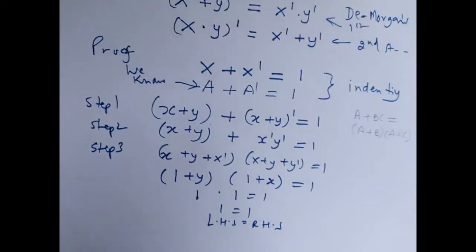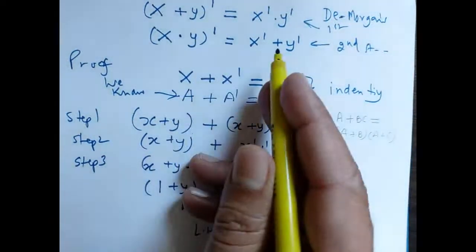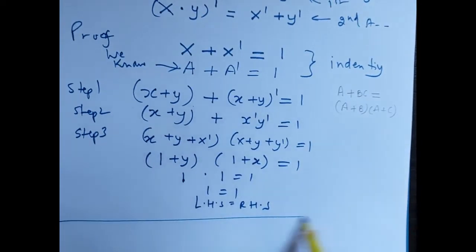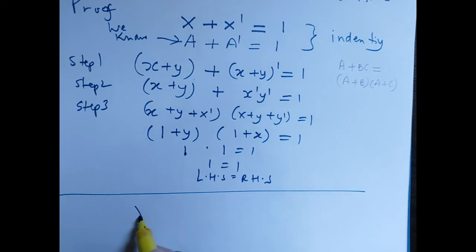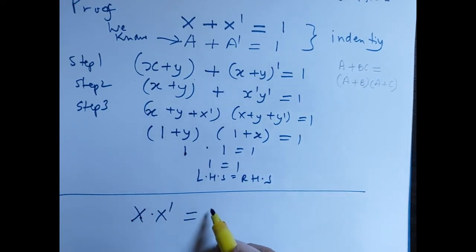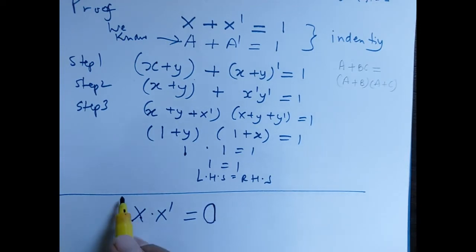The second statement is this. Let us prove it by using this identity: the AND operation of a literal and its complement will always be equal to a 0. This is the correct identity.